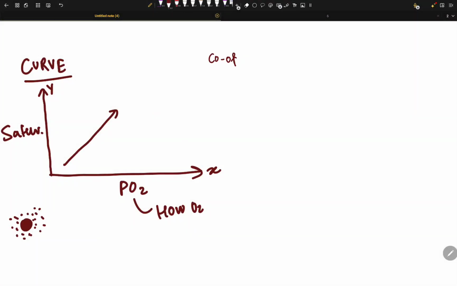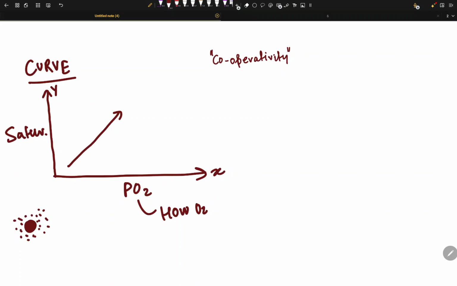Cooperativity. Now this concept right there, how would I explain that? I would explain it to you by an example.